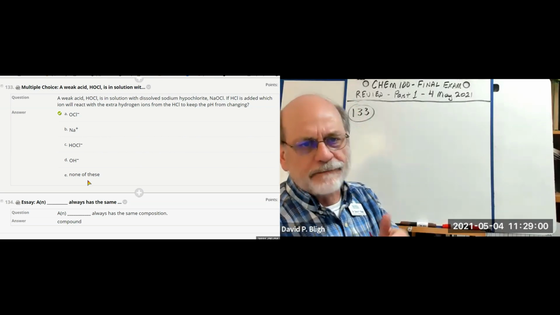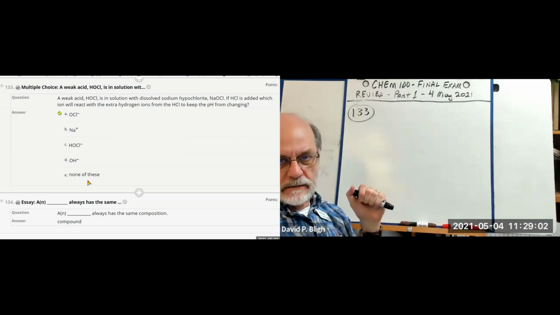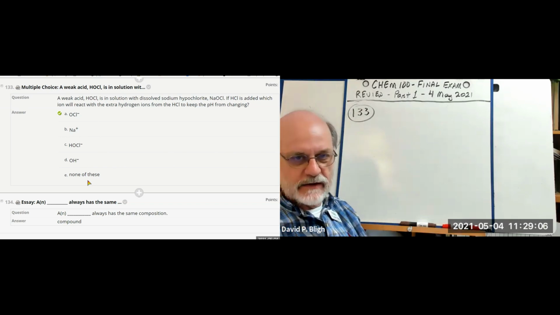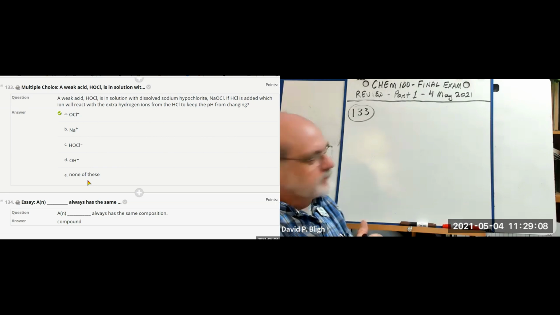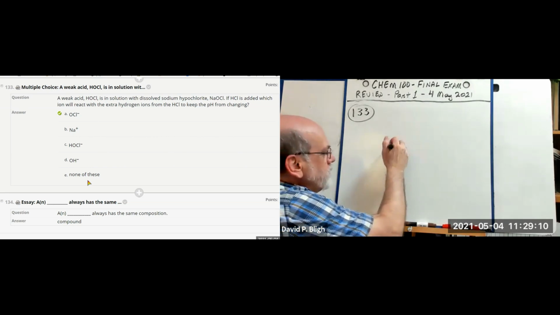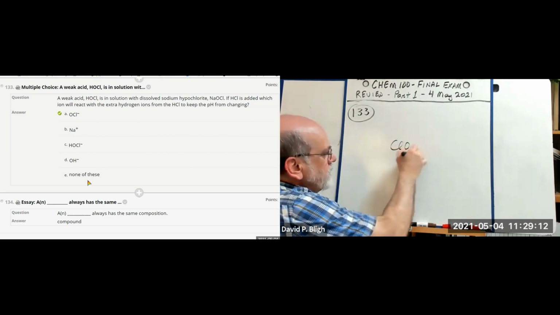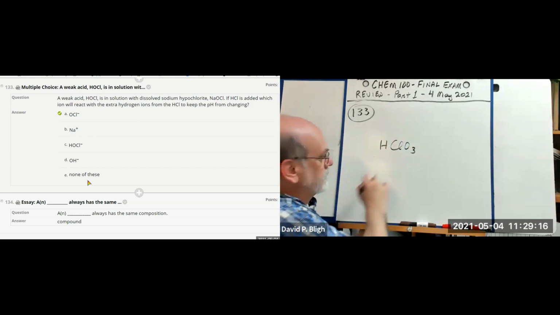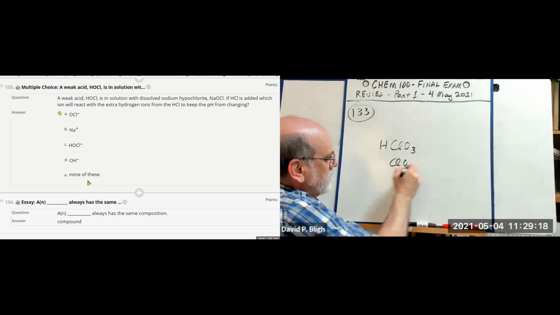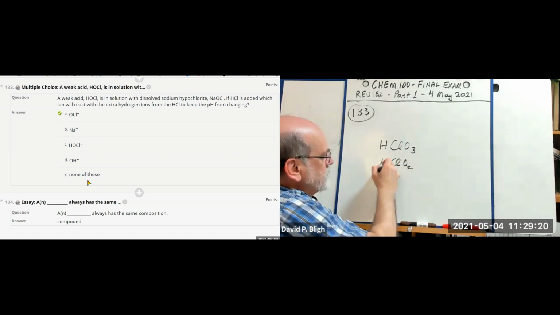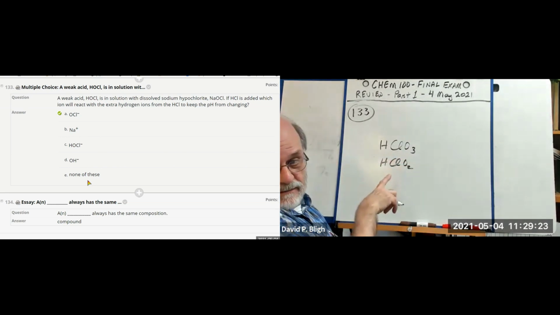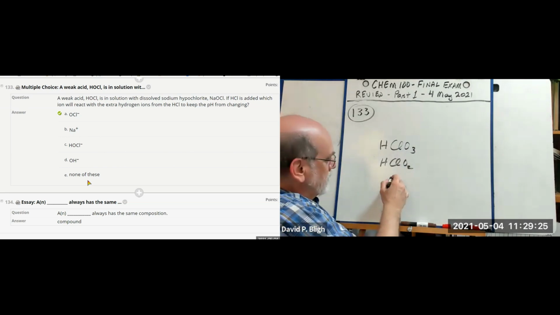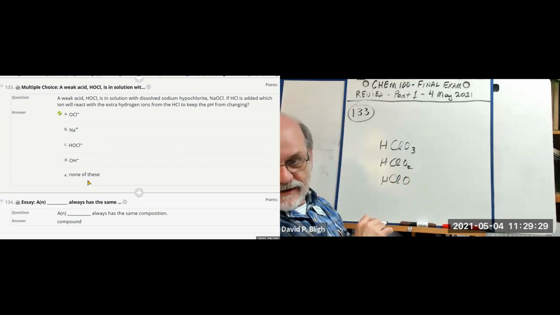Okay. A weak acid, HOCl. What's the name of that acid? Remember, I always start with ClO3. That's chlorate. So this is chloric acid. Right. This is chlorous acid, because that's chlorite. And this is hypochlorous acid.